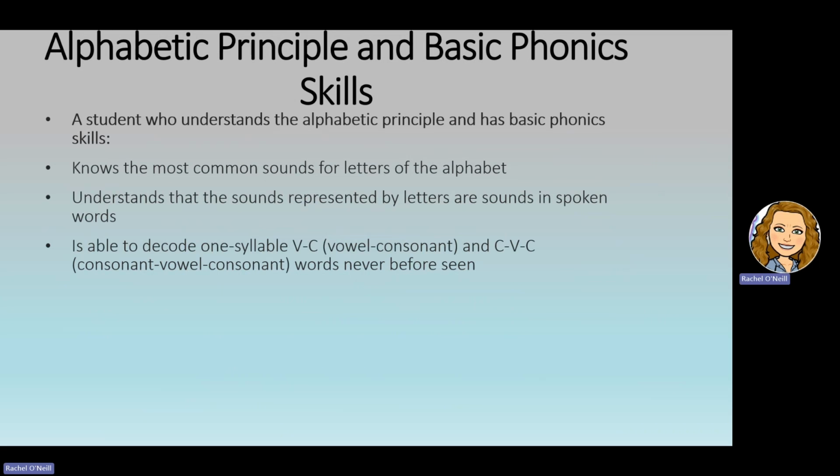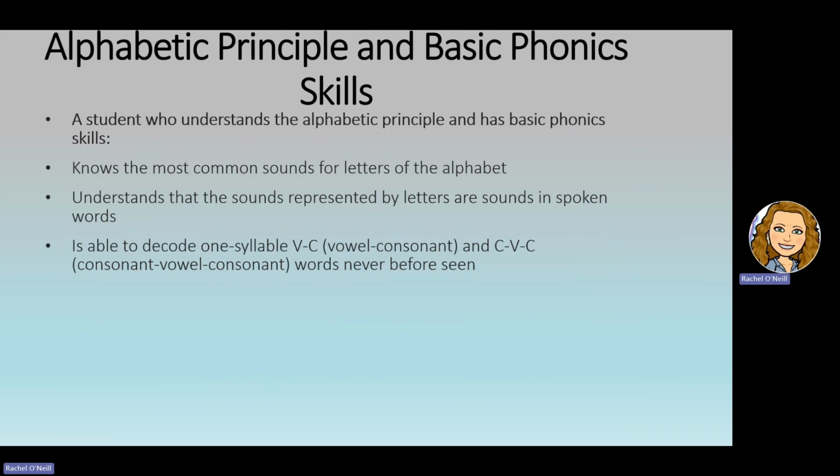There are two components to being able to apply understanding of the alphabetic principle in reading. The first is phonemic awareness, and in addition to phonemic awareness, students need to know the most common sounds that go with the letters of the alphabet. They also need to understand that the sounds represented by the letters are sounds in spoken words. This is the alphabetic principle.